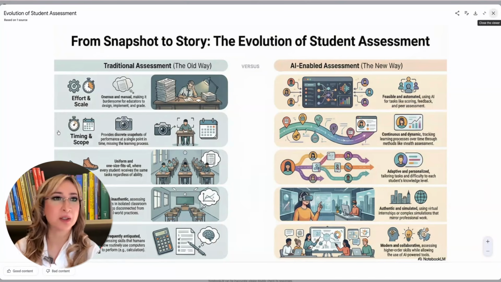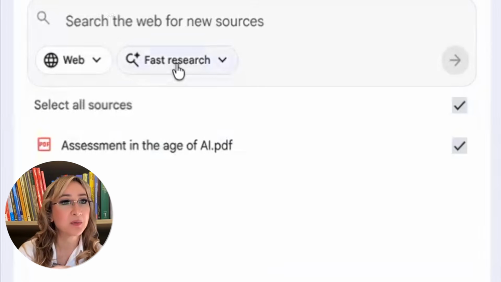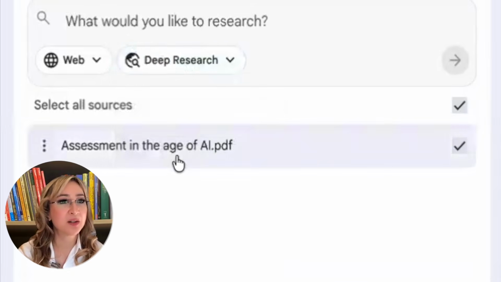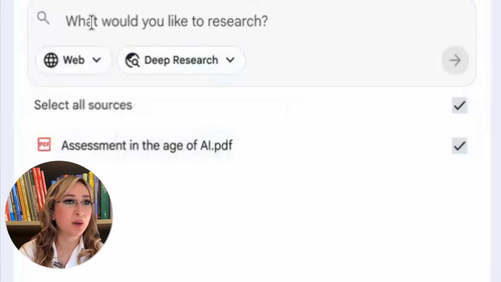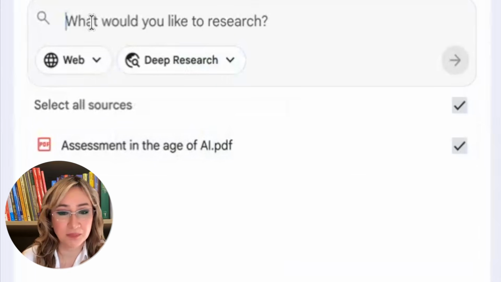This paper was 2022. I want to go into deep research now. So if I go into deep research, there's fast research and there's deep research. And what do I want to research? So let me dictate to text because my typing is terrible.